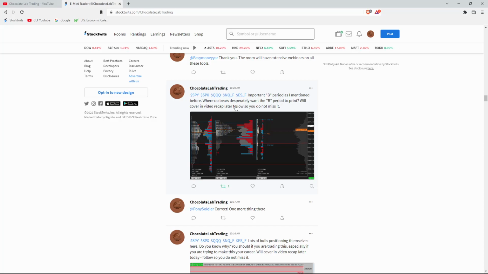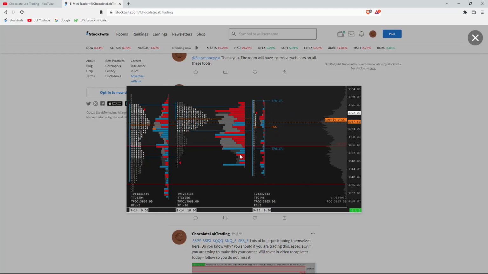Important B period, as I mentioned before. Where do bears desperately want the B period of prints? We'll cover in recap. So, bears rather want to, in this session, to print into here. We want to transact volume if you're bearish in here so that you could get the continuation lower. And opposite for the bulls, of course. We do not want to print in here.